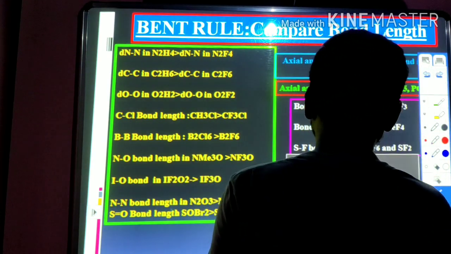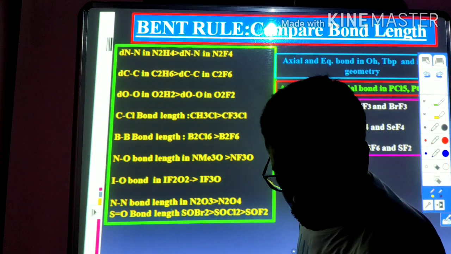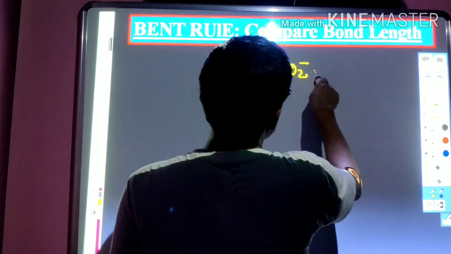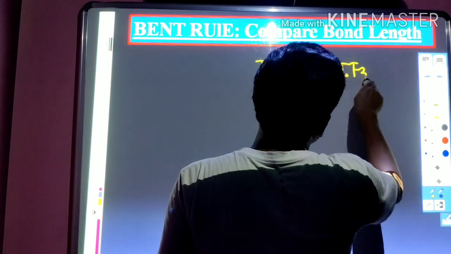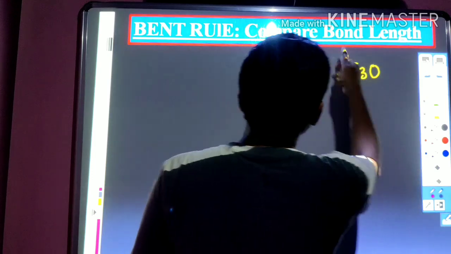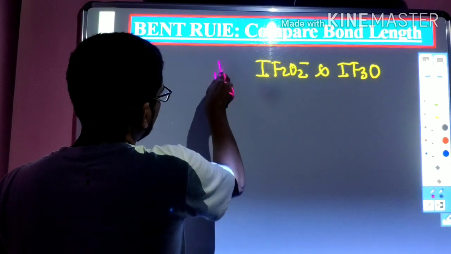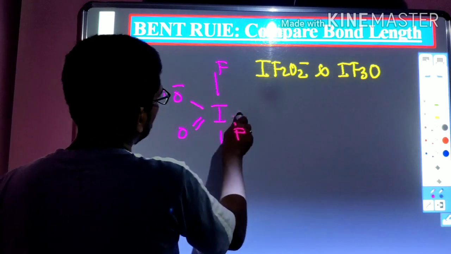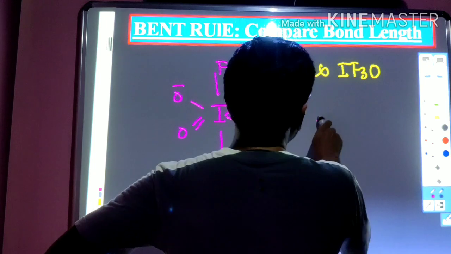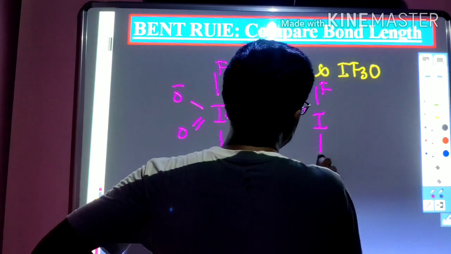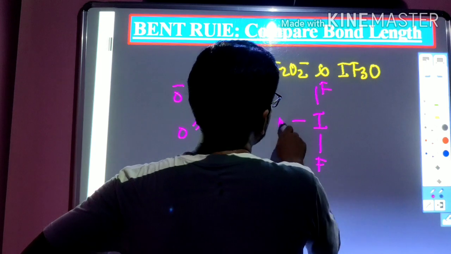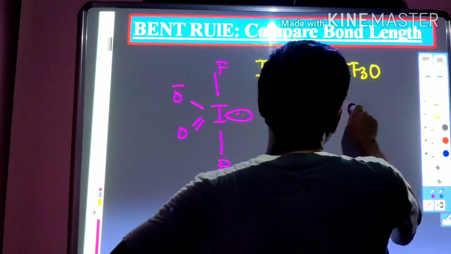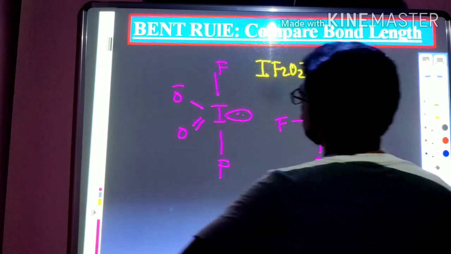Okay. Now move to the I-O bond in IF2O2 minus and IF3O. Okay. IF2O2 minus and IF3O. So how does it look? See, more electronegative elements in axial positions, oxygen minus, this is double bonded O and lone pair, and IF3O. This is F, this is F. Okay, IF3, 1, 2, 3, 5. Okay, this is lone pair of electrons.